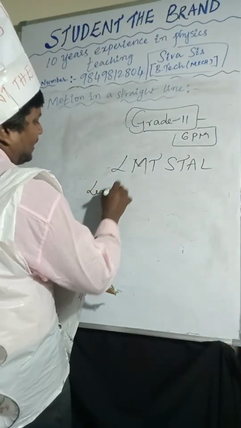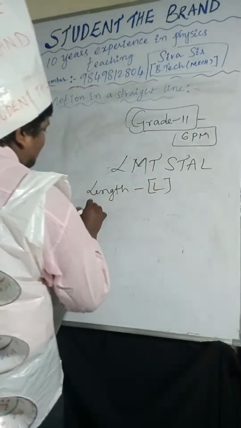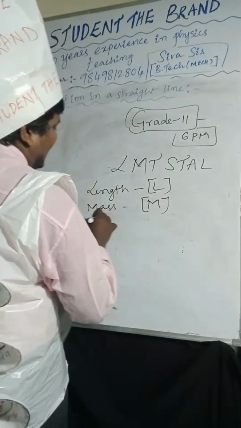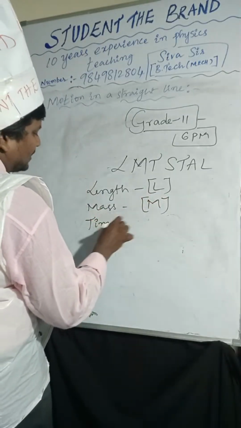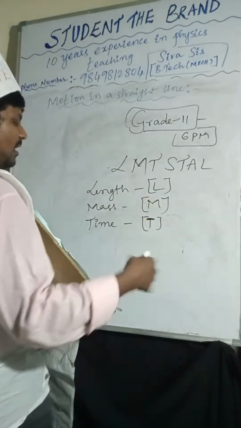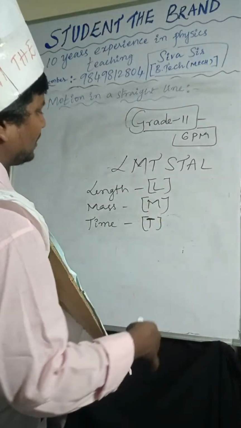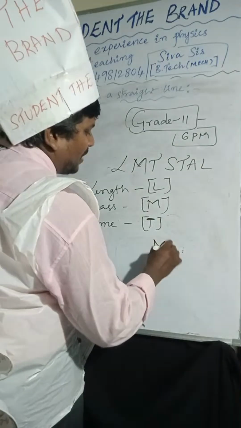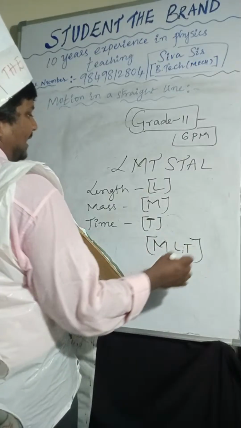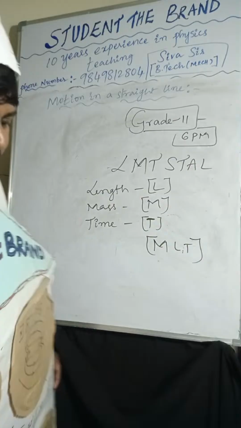So length I am taking as capital L. Dimensions you keep in capital brackets. Mass is capital M. Time you are taking as capital T. Based on these quantities, maximum physical quantities will be written in this format, MLT. So you have to take it in this format: mass, length, time, a system of physical quantities.